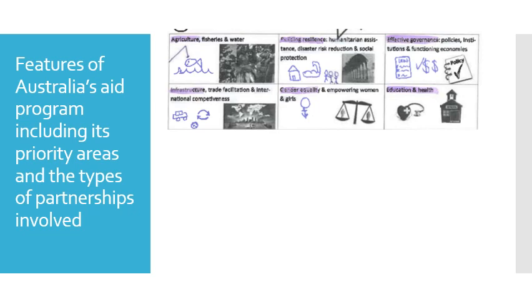Okay, so features of Australia's aid program. Australia's aid program is what they call ODA, which is Official Development Assistance, and that comes through the Department of Foreign Affairs and Trade in Australia.